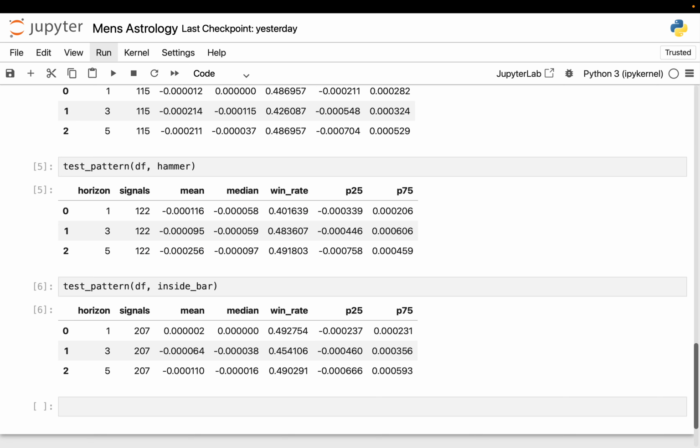Now finally, we got the inside bar. Maybe this is saving it. We got 207 signals, plenty of data. 1 minute returns, basically 0, 3 minute negative, 5 minute negative, median returns negative, win rate again near 50%, distribution symmetric, no payoff asymmetry, no drift advantage.